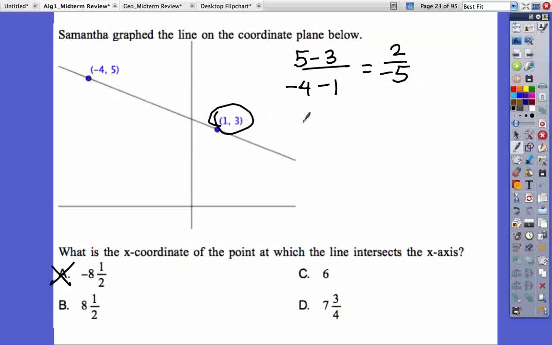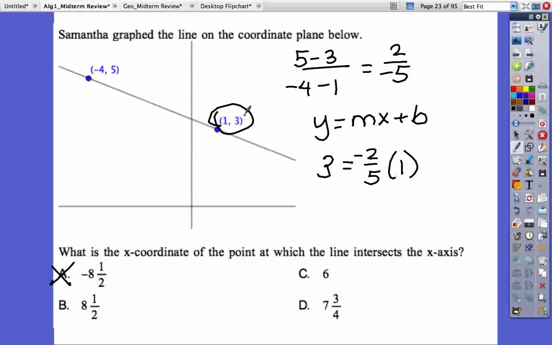I'll pick this point since I'm dealing with a fractional slope. I like to have the 1 in there. If I use y equals mx plus b, and you can also use point slope form if you prefer, and substitute my values in. Remember x and y. Simplify. Remember 1 times anything is itself. Add 2 over 5 to both sides because we're trying to find the equation of the line, and we need our y-intercept, also known as b.